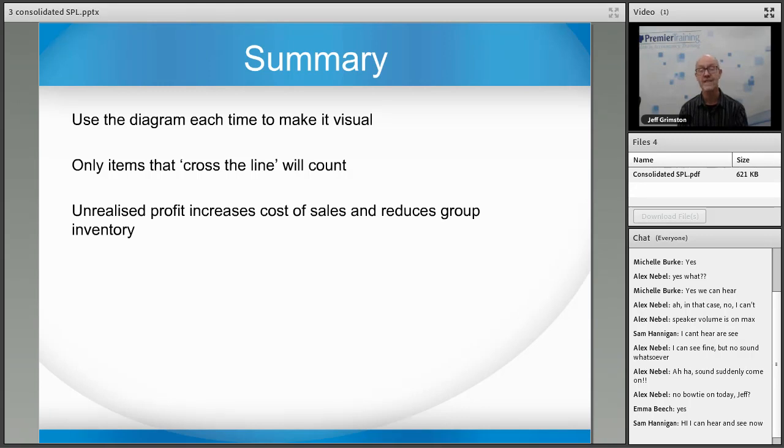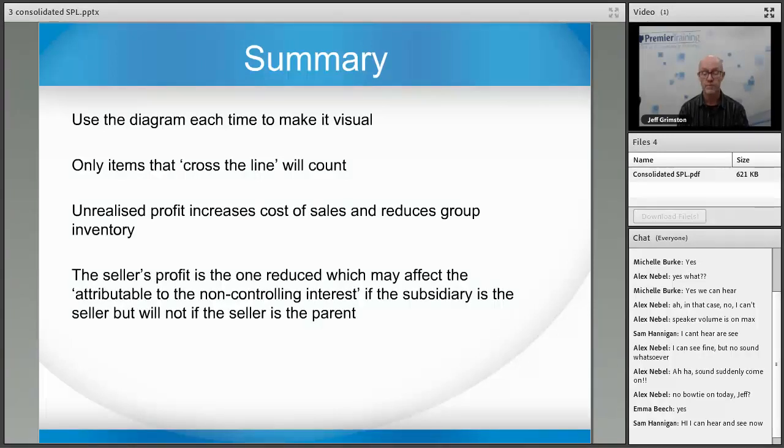Unrealised profit increases cost of sales and reduces group inventory. When we do the statement of financial position, obviously we'll deal with that reduction in group inventory at that time. And then also on unrealised profit, it's the seller's profit that is normally the one that is reduced. And if it's the subsidiary making the sale, then that affects the attributable to the non-controlling interest. If it's the parent making the sale, then it doesn't. And finally, attributable to the parent is simply a balancing figure. And that is job done.